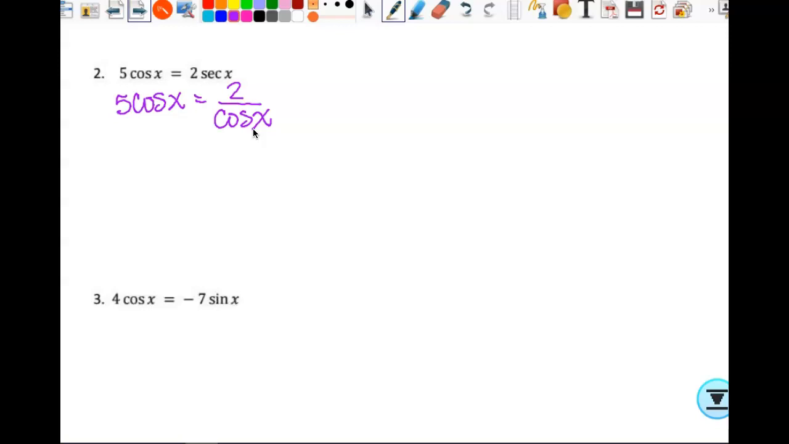All right, so then what do you think we could do next? Can I get my cosines together? Yeah. So can I multiply both sides by cosine, you think? So that'll give me 5 times cosine squared x equals 2. Then I can divide by 5, so I can get cosine squared x equals 2/5.